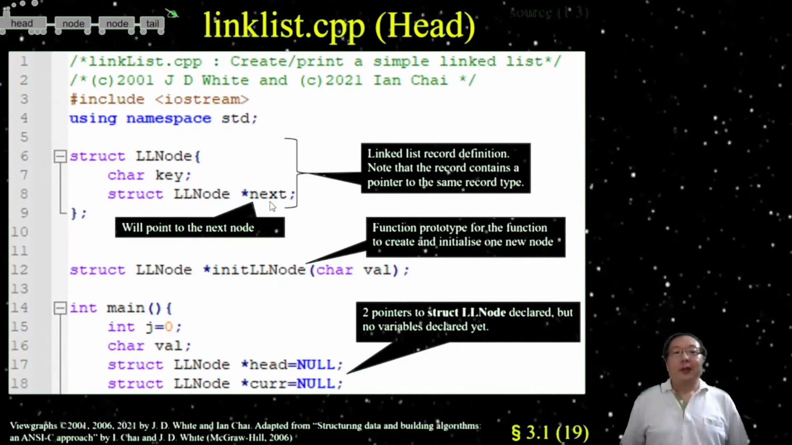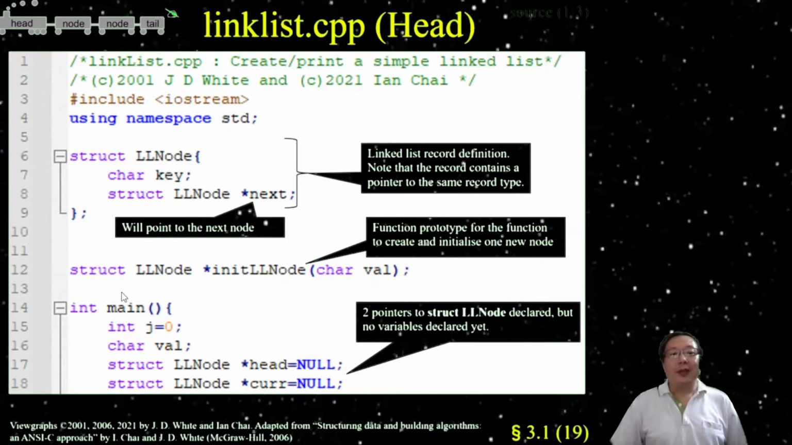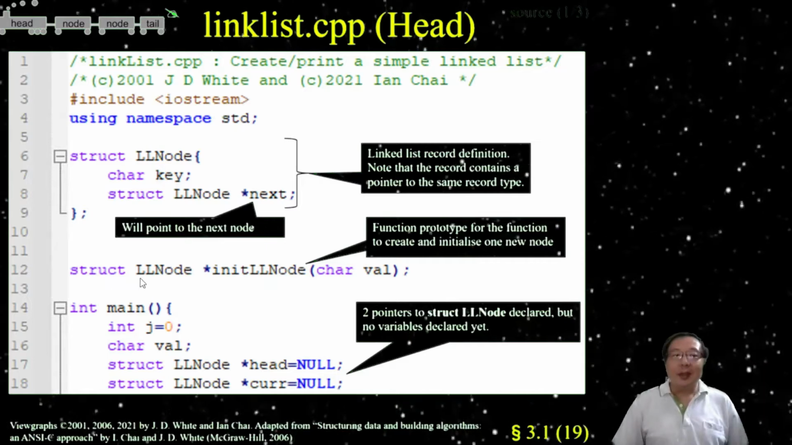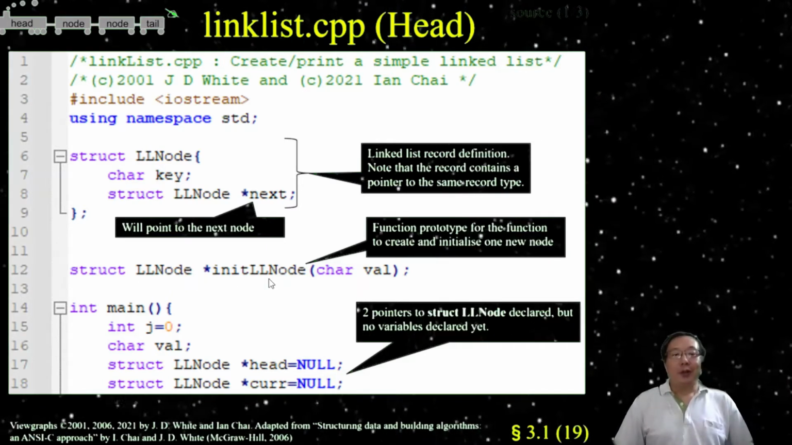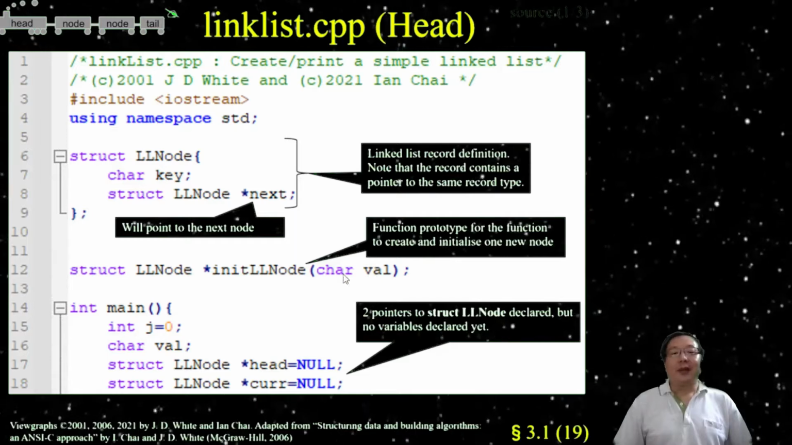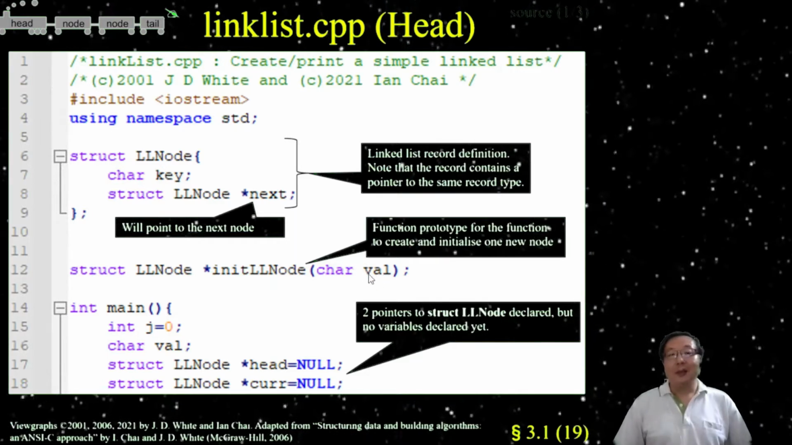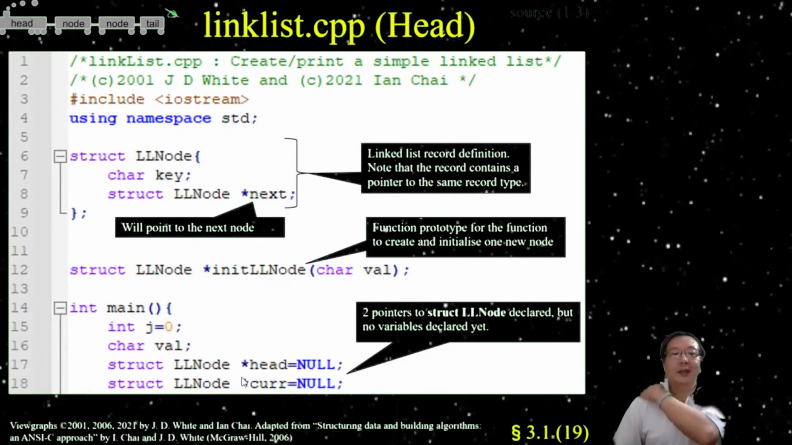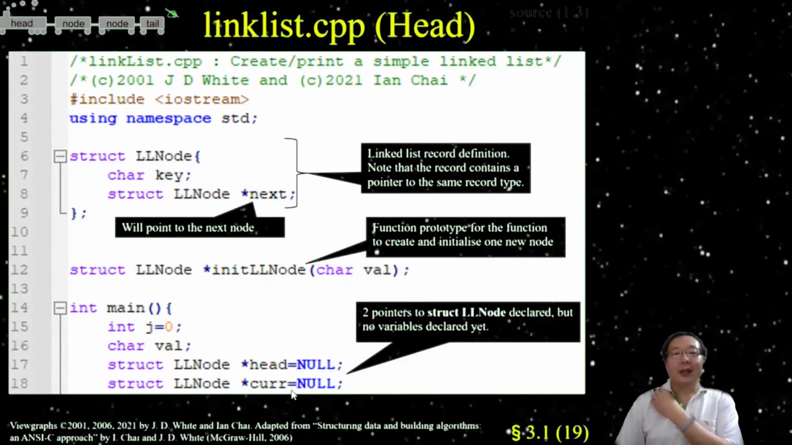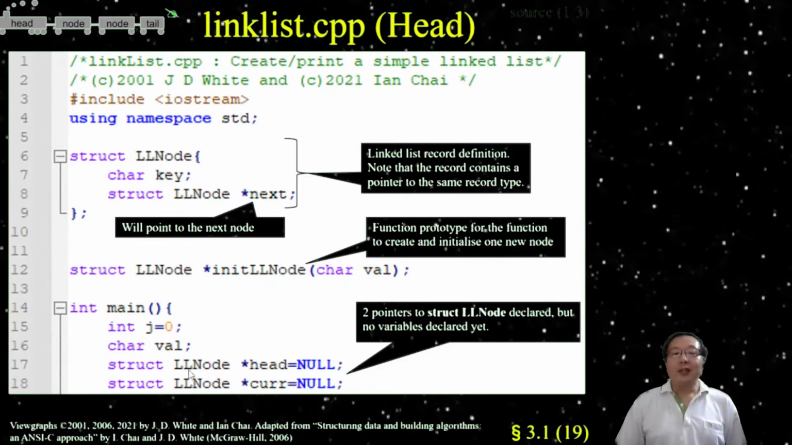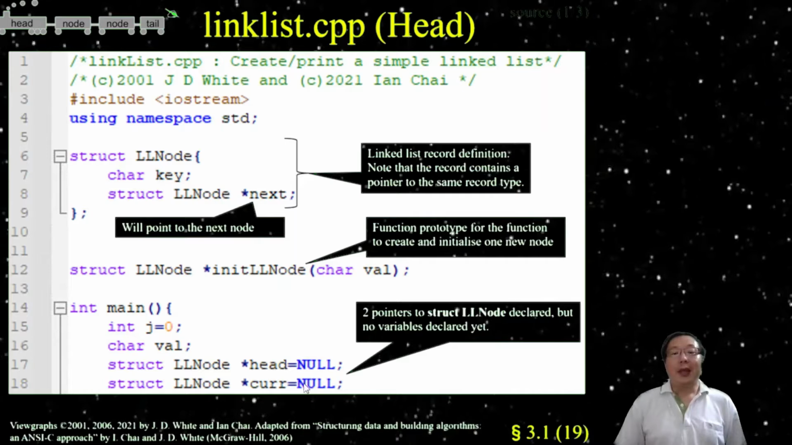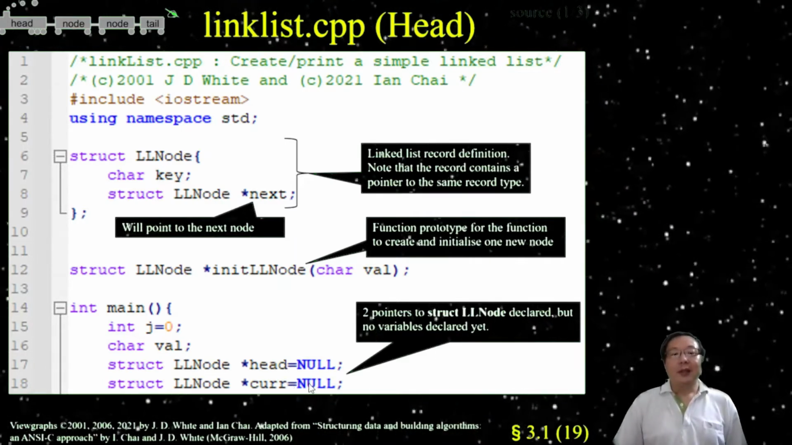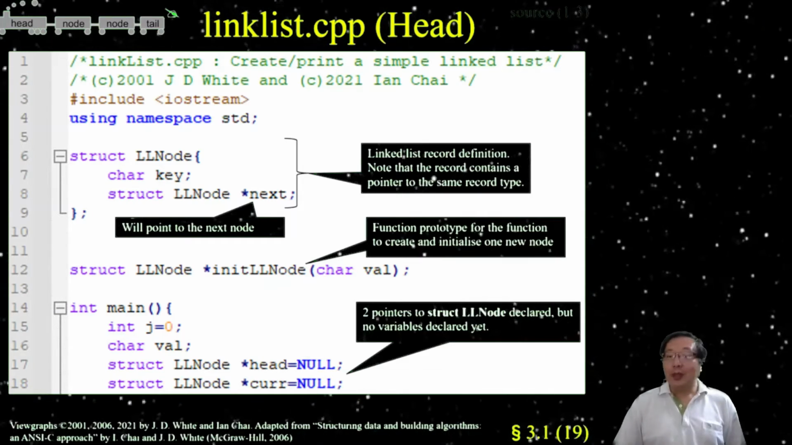And then we have a function prototype here to tell us that there is going to be a function that will return a pointer to a node, and we give it the value that we want to put into that key. Then we have this main program, which is going to need a pointer for the head and a pointer for the current. Now at this point, we just made the pointers. We haven't yet declared the variables, which means the nodes haven't been made yet. It's only a pointer.